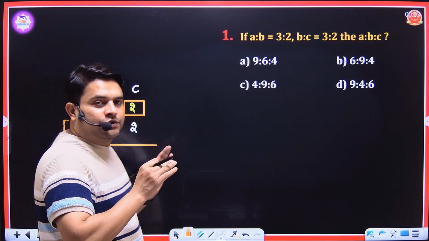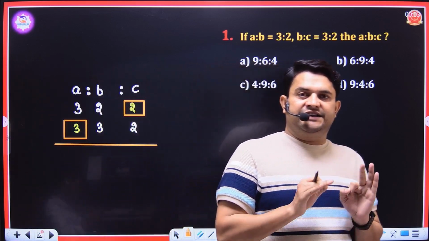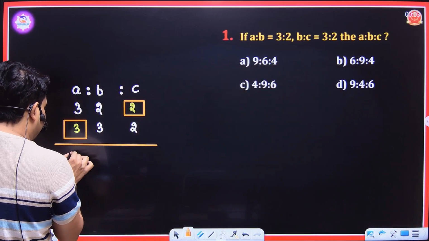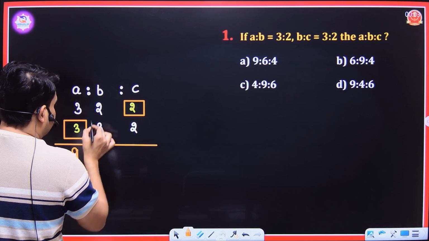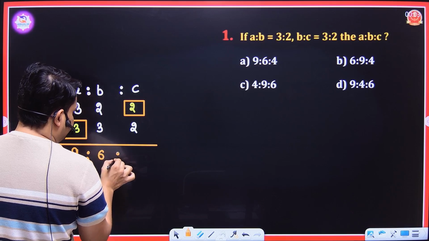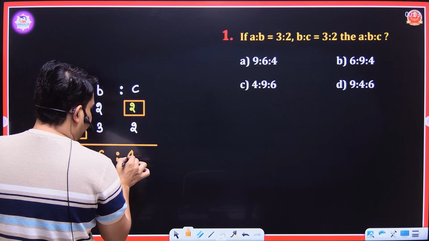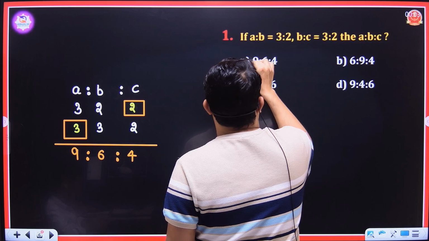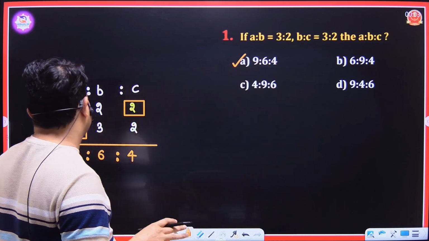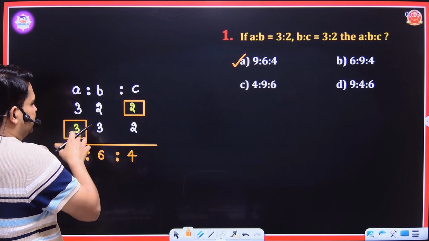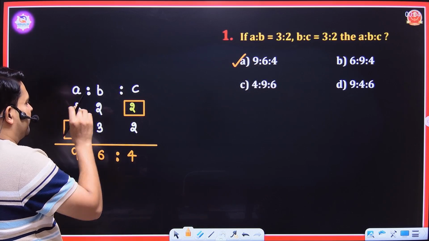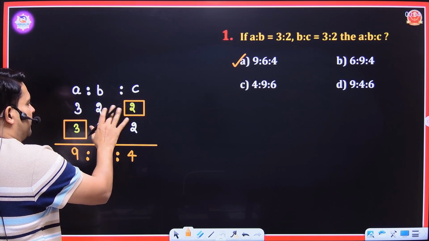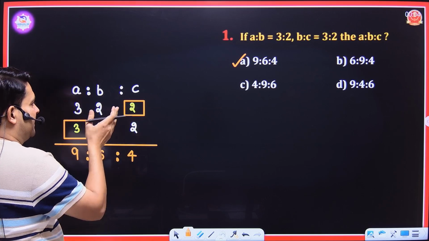Then what will we do? We will just simply multiply them. We need not just answer, we have to understand each and every concept. So we multiply them: 3 threes are 9, 3 twos are 6, 2 twos are 4. So our final ratio will be 9 ratio 6 ratio 4. That is option A. So what we have learned is, we have blank spaces, and we will fill them by writing numbers which are either on the left side or on the right side. Left, right, you will not go for bottom or down, only left or right.